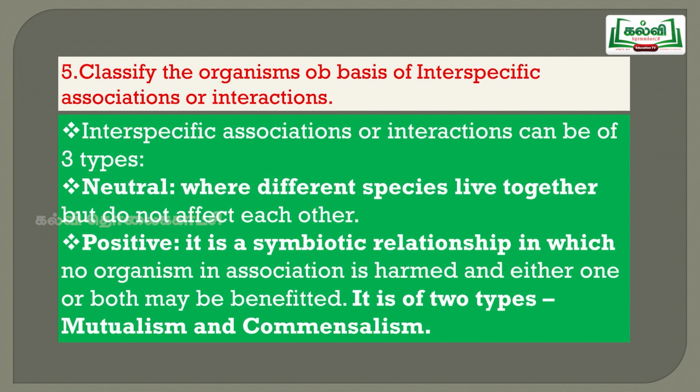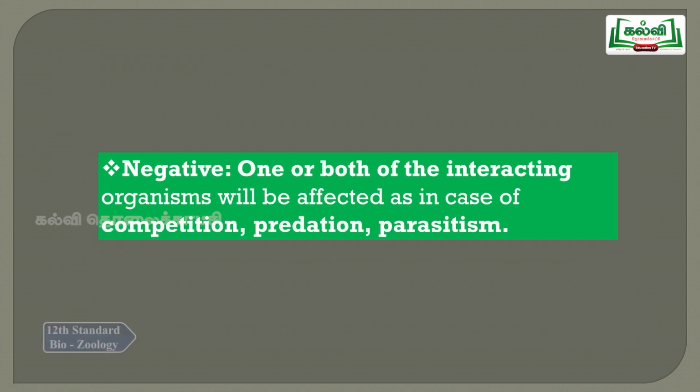Such positive interactions are of 2 types, that is mutualism and commensalism. And the third one is the negative type, where one or both of the interacting organisms are affected, as in the case of competition, predation and parasitism. Competition means one competes for food with the other organism. Predation means one organism is killing the other organism, for example a lion killing a deer. And parasitism means one organism lives on the other organism. An example is the head louse.